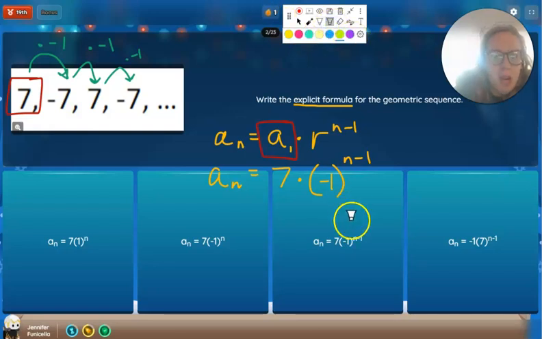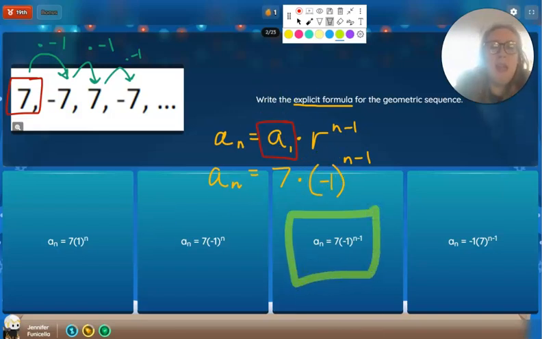So looking at our options, this one here is what we have created: a sub n equals 7 times negative 1 raised to the n minus 1 power. So when you're all set, you can click that, and we'll look at question number 3.